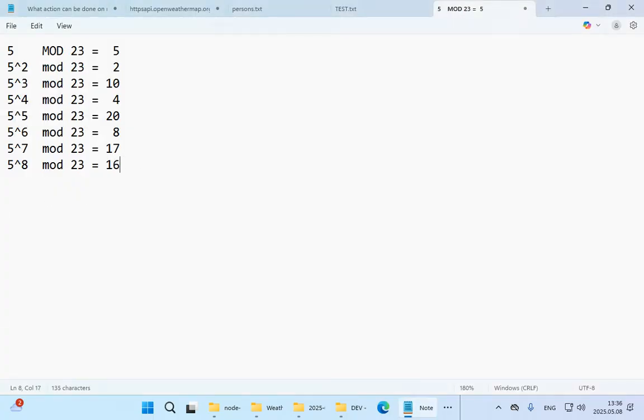Okay, so now 5 to the power of 9. What is it mod 23? 8, but it can't be 18. Therefore, it can be this. 17, 9. I think it's 1. Hmm? It's 1, I think it is.